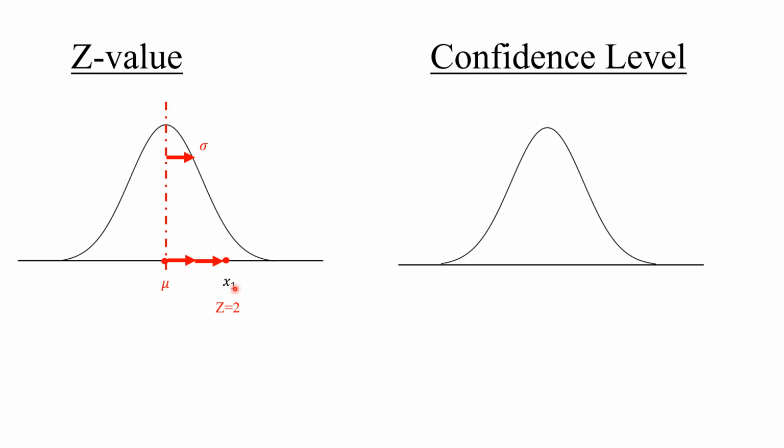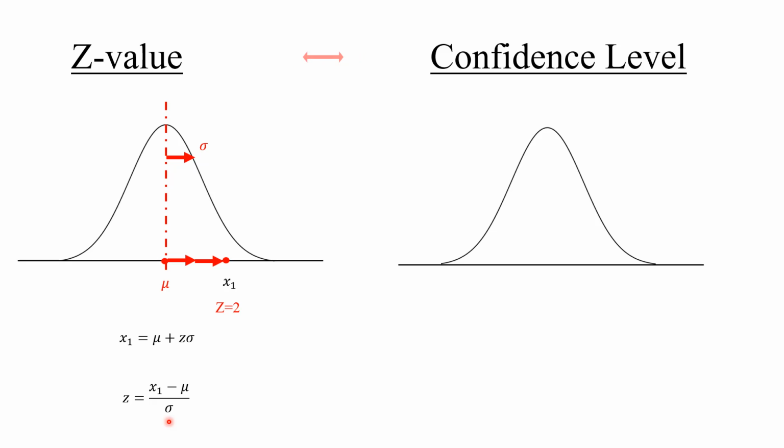So similarly, if x1 was on the other side of the mean, the z-value would have been negative. So instead of reporting the distance, we use a unitless value to report how far our data is from the mean. So x1 would be mu plus 2 standard deviations, or z standard deviations. So the z-value would be x1 minus mu divided by our standard deviation.